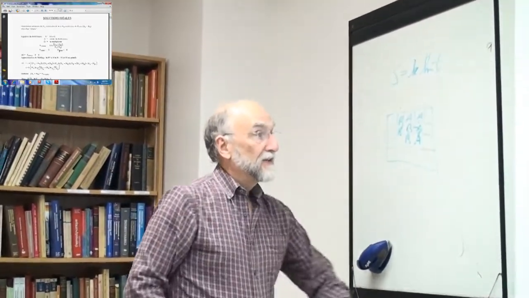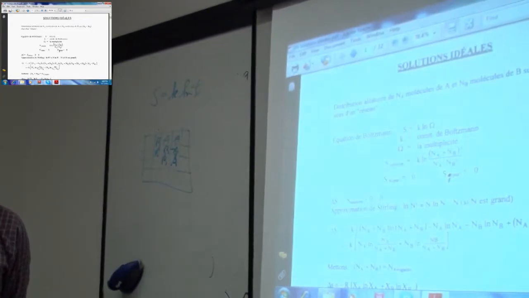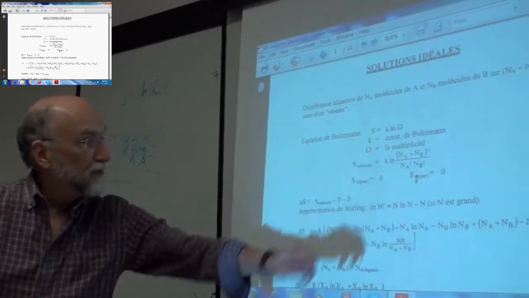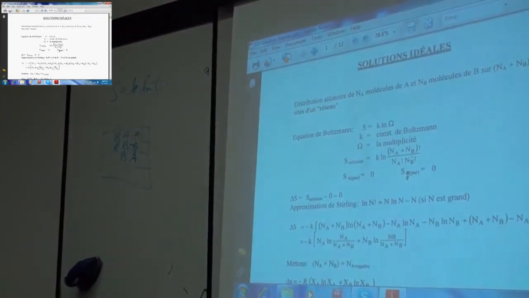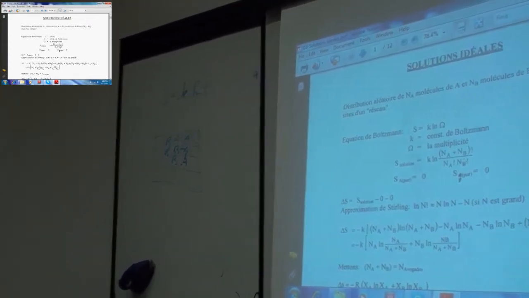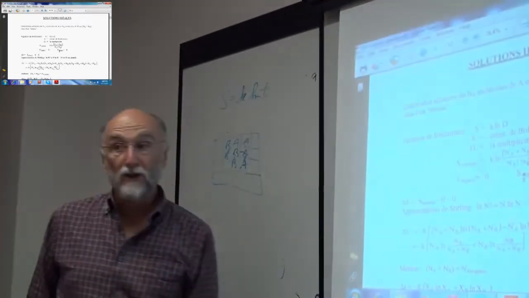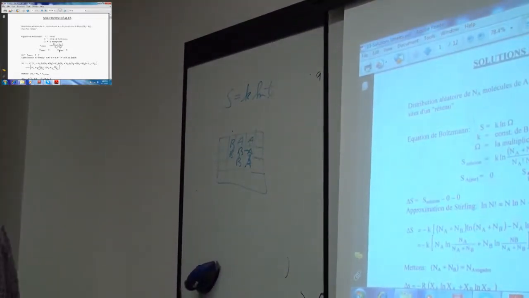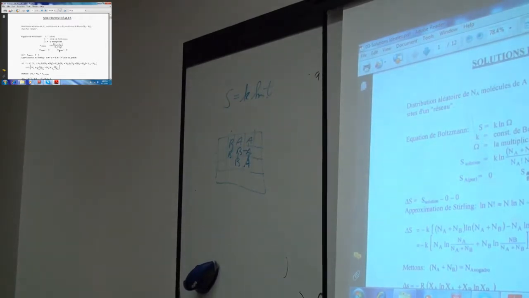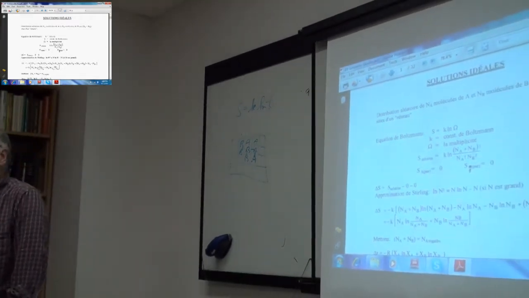Now we're interested in the entropy of mixing. This is the absolute entropy of the solution. The entropy of pure A is 0 and the entropy of pure B is 0. This is the configurational entropy. I'm not interested in the vibrational entropies. This should be written configurational entropy. Configurational entropy is the distribution of particles in space. Clearly pure A doesn't have an entropy of 0 unless it's at 0 Kelvin.